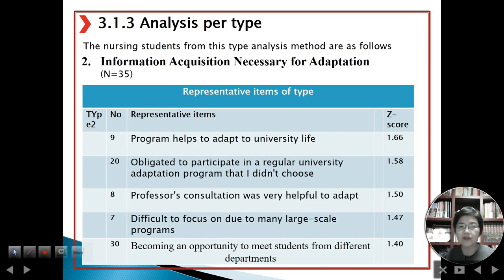A professor's consultation was very helpful to adapt, 1.50. Item 7, difficult to focus on due to many large-scale programs, 1.47. Item 30, becoming an opportunity to meet students from different departments, 1.40. These are the positive statements.